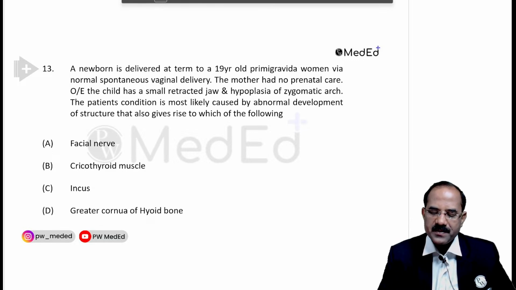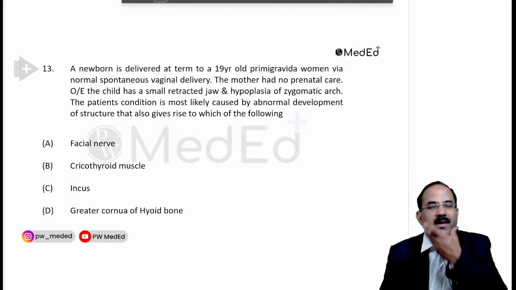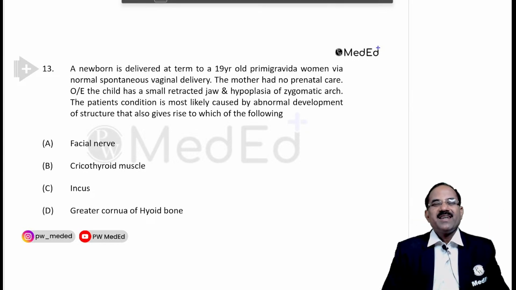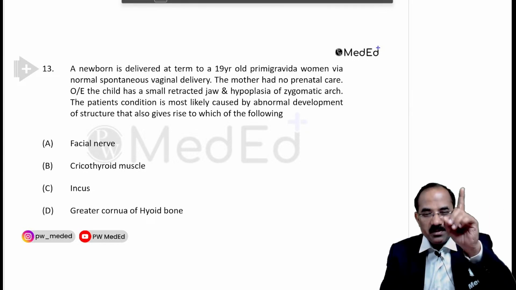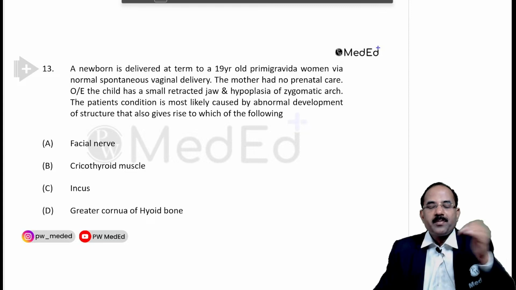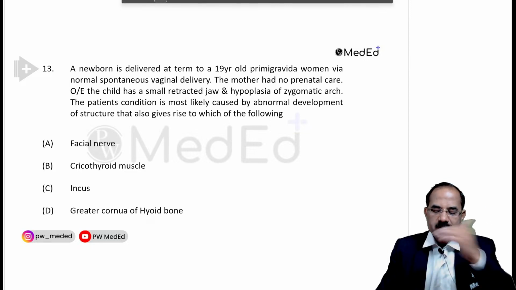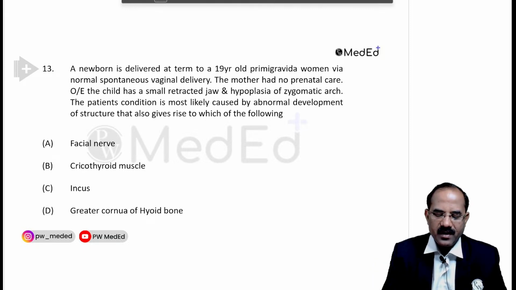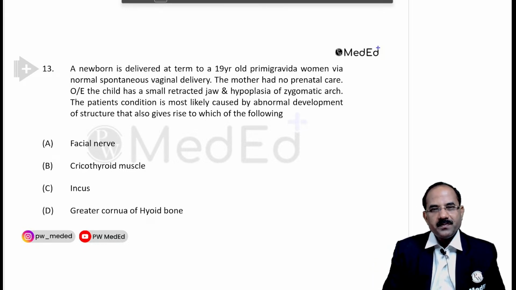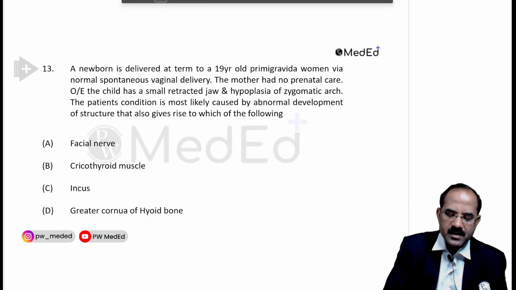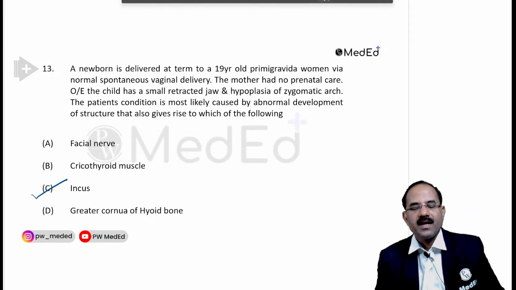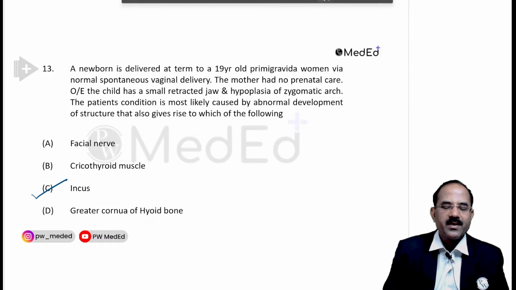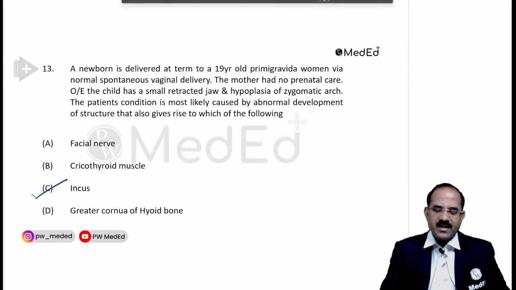The jaw, the mandible, the maxilla, these bones are derived from which pharyngeal arch, students? They are derived from the first pharyngeal arch. So there's a problem with the first pharyngeal arch. Which other structure is derived from the first arch? The answer is incus. Answer is C. Thank you, Joshi. Thank you, Ankit. So answer is C for this.